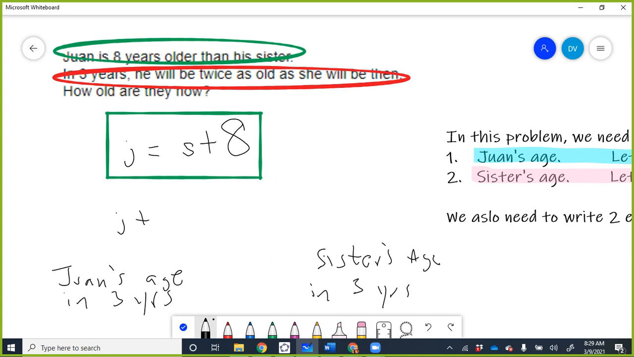Now I'm going to put equals for just a moment here. They're not the same, but since it says that Juan's age in 3 years will be twice his sister's age in 3 years, this is Juan's age in 3 years. This is sister's age. This has to be multiplied by 2. So those are the two equations that we need.